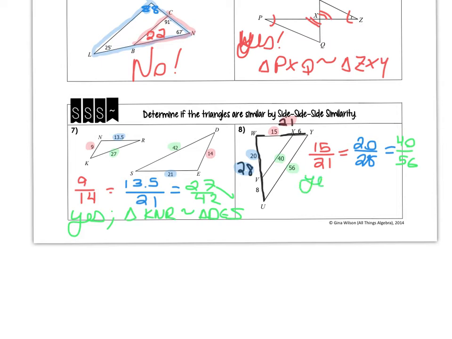Therefore, this is a yes, they are similar. And our similarity statement is UWY is similar to triangle VWX. Cool. All right, let's cruise on.